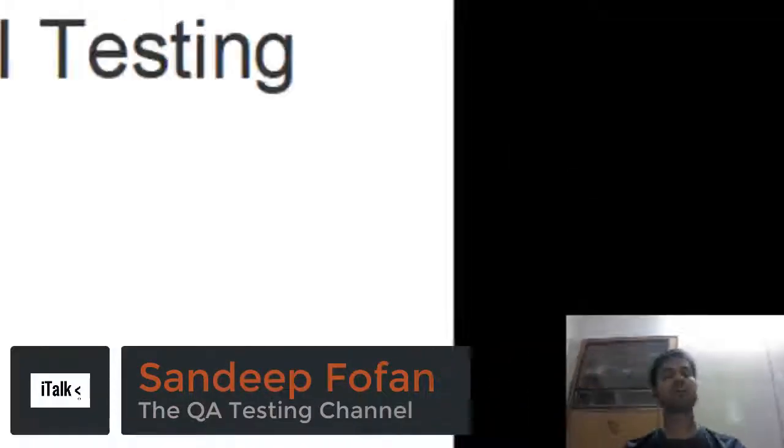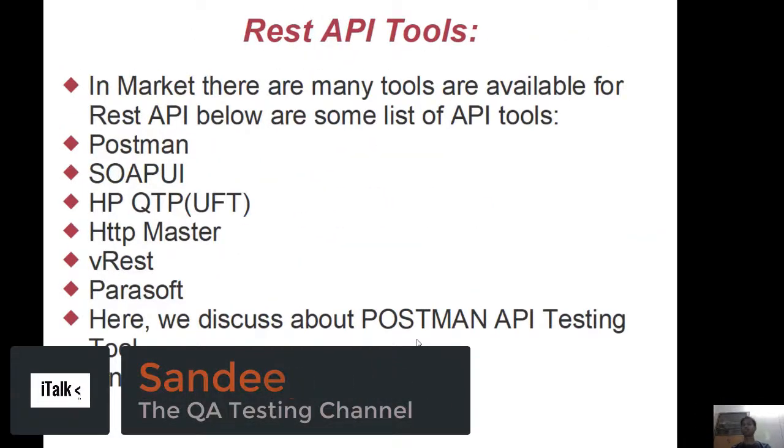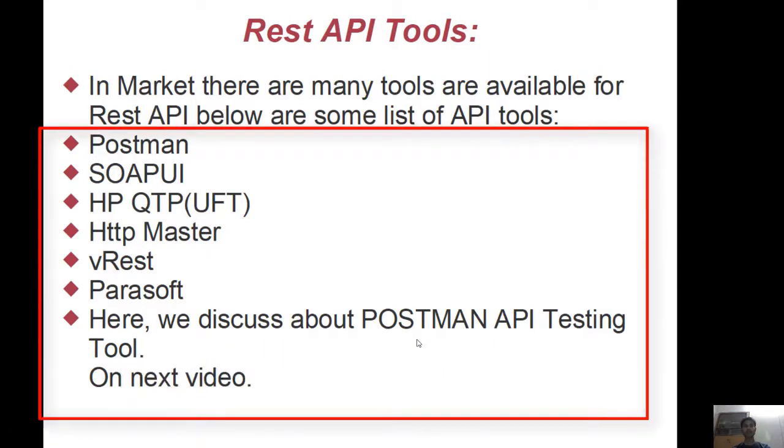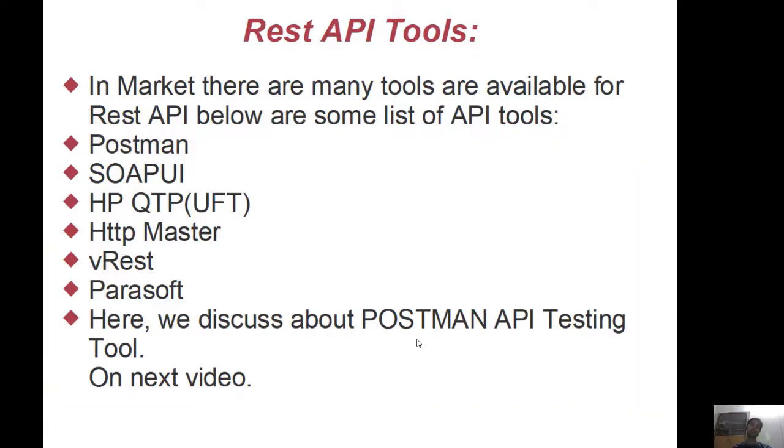In the market there are different RESTful API tools available. Below is a list of API tools: Postman, SoapUI, HP QTP, HTTP Master, Parasoft. Here we will discuss the Postman API testing tool. In the next video, I will explain how to install Postman and how to use it to test APIs.